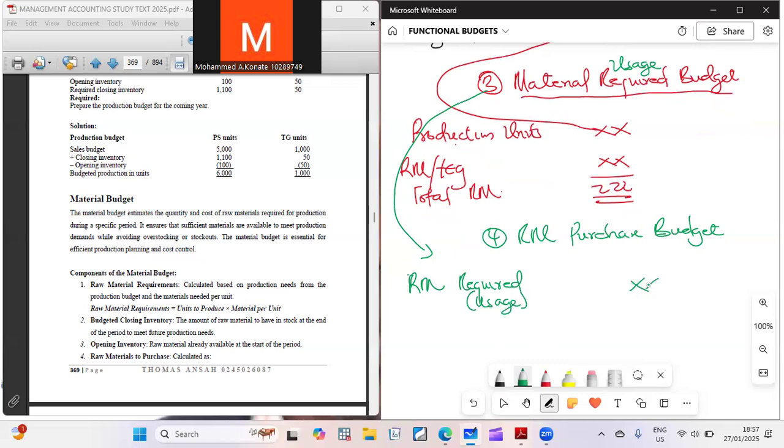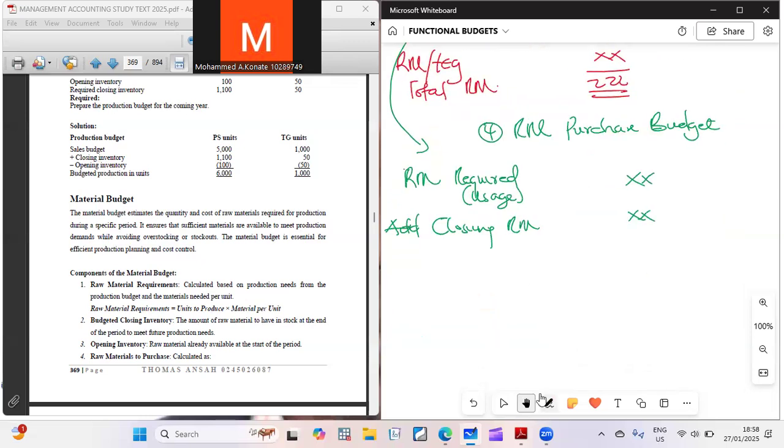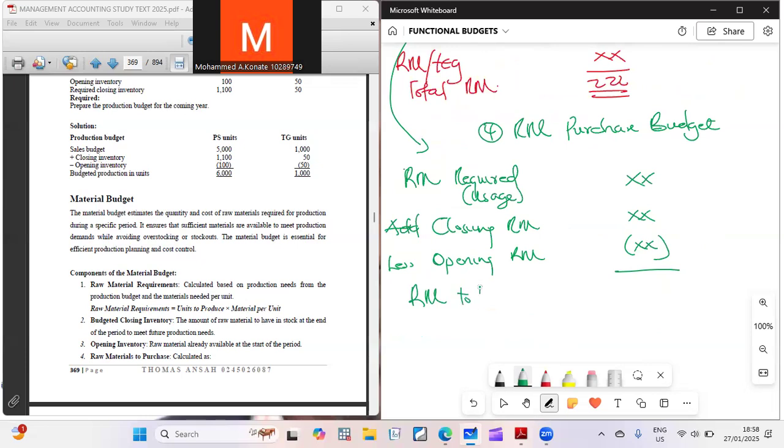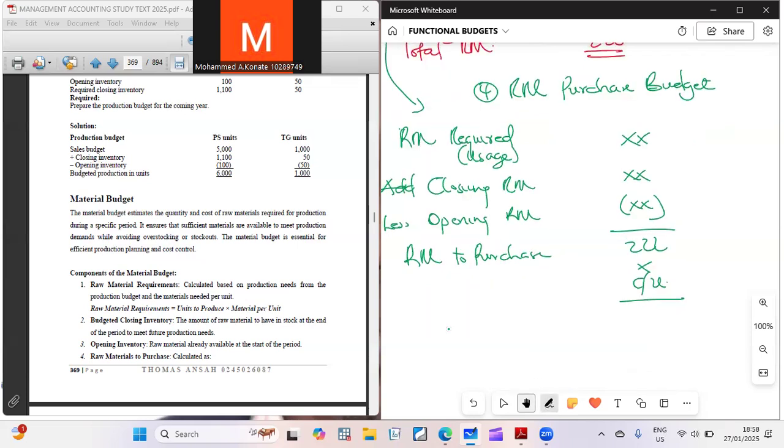You will need that. Then you add your closing raw materials. Obviously, you will less what? Opening raw materials. Then you get your raw materials to purchase. And when you get the raw materials to purchase, you now multiply it by the cost price, the cost per unit. Then you get the amount, the raw material purchase amount in value.